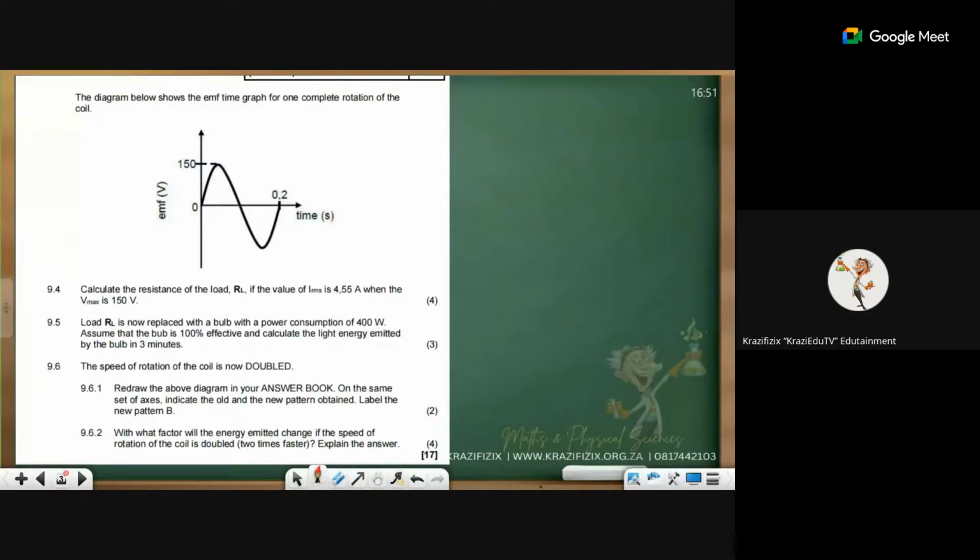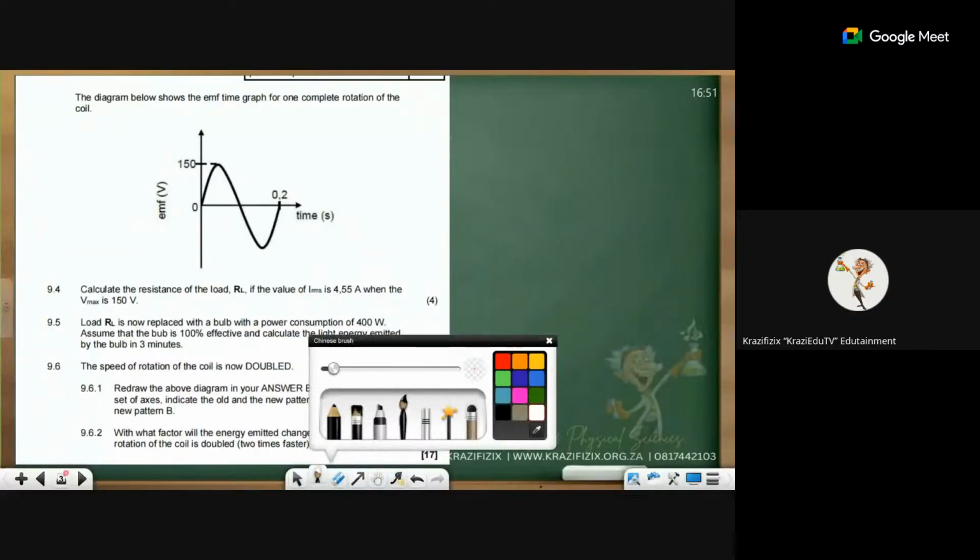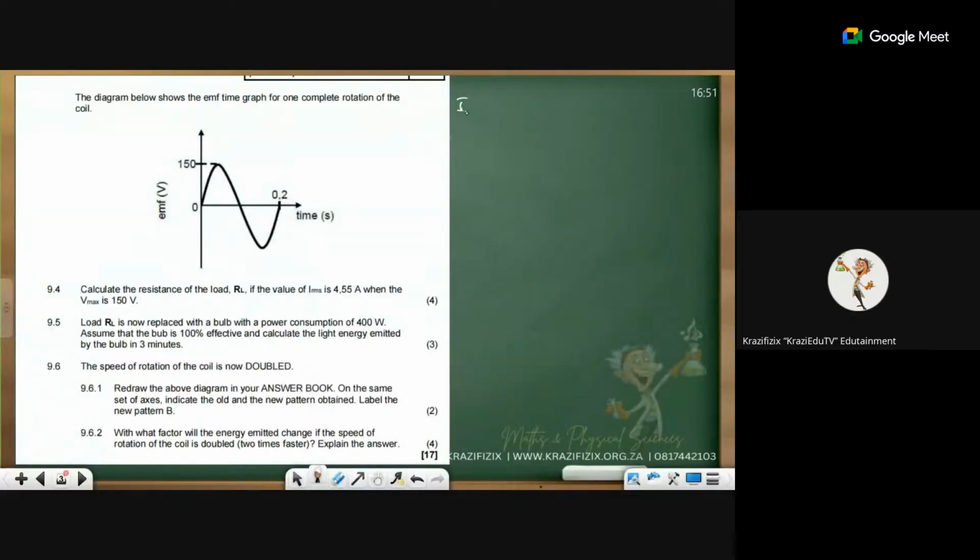Please, it's always important: if you write the things you know, it's going to be very easy. What do I have? I have IRMS, right? What's my IRMS? 4.55 amps. But I know the Vmax. What is my Vmax? 150. Now I'm looking for resistance. That's basic Ohm's law. V equals to what? I times R. But here is the problem. This has to be what?